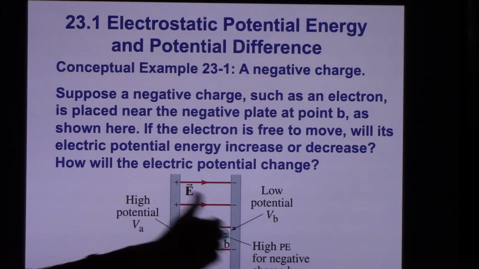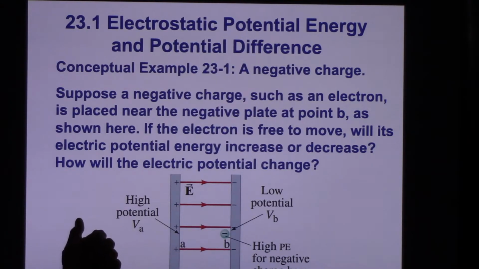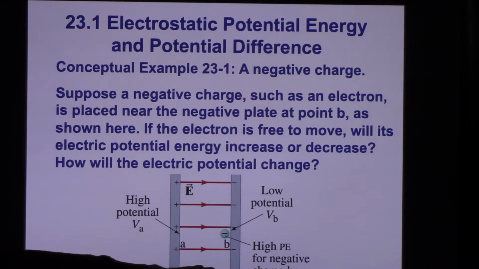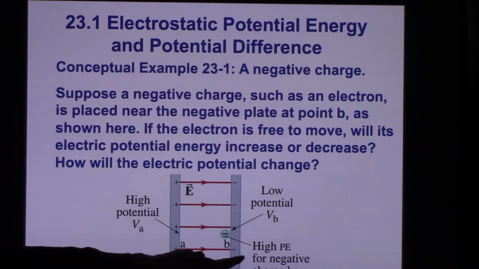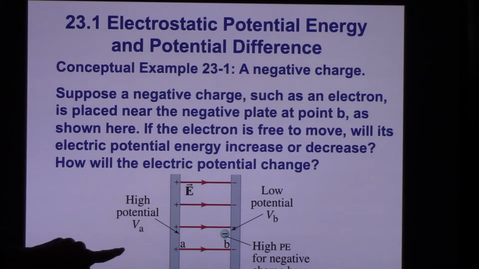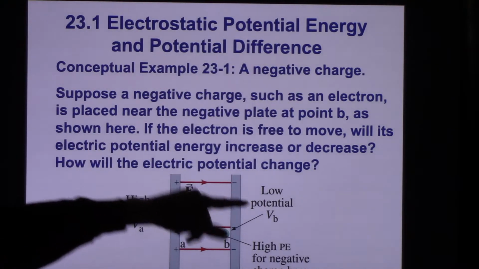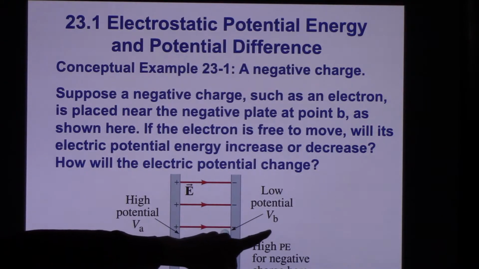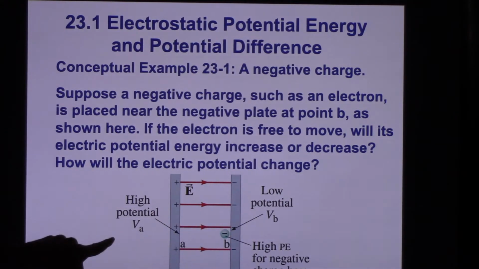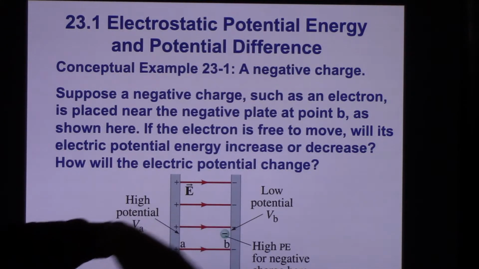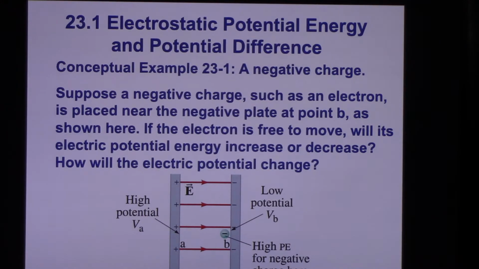Now, since the force is back the other way, this is the high potential energy region, and over here would be low potential energy. Even though, in terms of just electric potential, this continues to be the low potential and this the high. So what it says is this: U and V match up for positive charges, but if it's a negative charge, the high potential energy will be at the lower potential location.